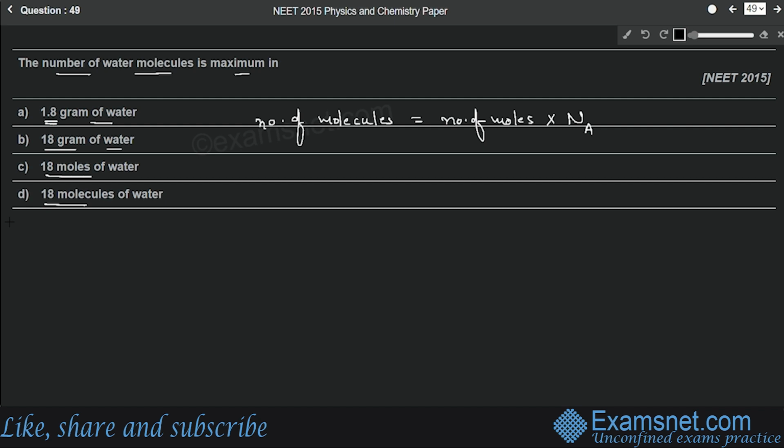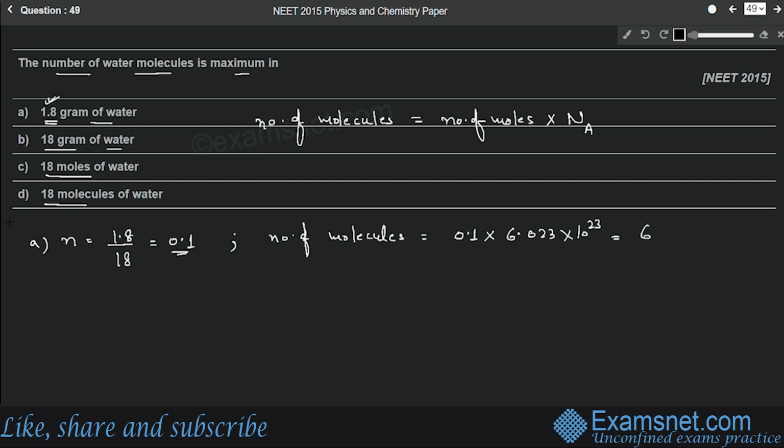So let's check one by one. In the first one, we have 1.8 grams of water. So the number of moles will be 1.8 grams divided by the molecular mass of water, that is 18. So number of moles will be 0.1. Now what will be the number of molecules? Number of molecules will be equal to number of moles, that means 0.1, into Avogadro number 6.023 into 10 to the power 23. So it will be equal to 6.023 into 10 to the power 22.